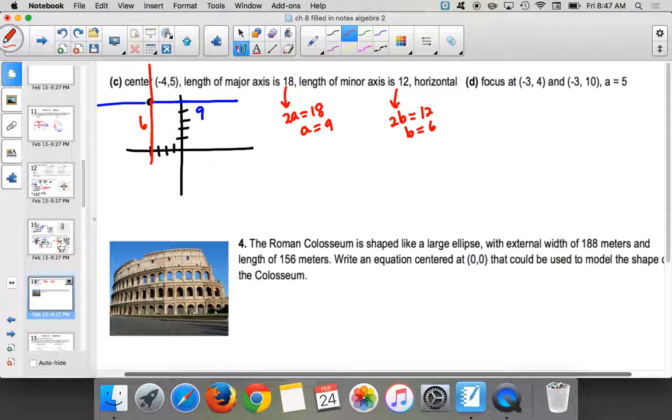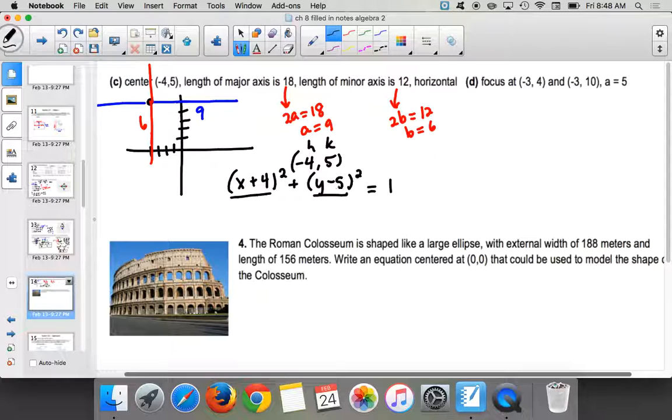Do we have our h and k? Yeah, so we had -4, 5, right? That's our h and k. So since it's horizontal, I'm going to start with my x. So I'm going to have x minus a -4, so +4, and y minus 5, and it's going to be over a squared and b squared. So a squared, we went right and left 9, right? So I'm going to have that under the x. So it's going to be 9 squared is 81, and then 6 squared is 36. And that's our answer.